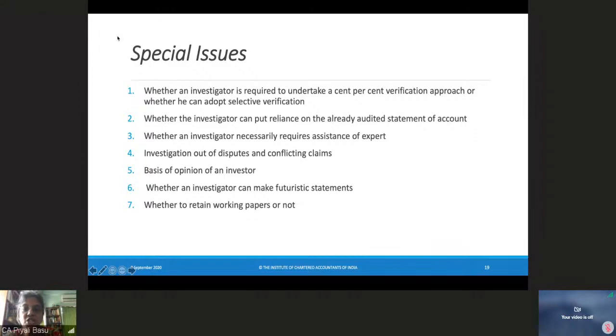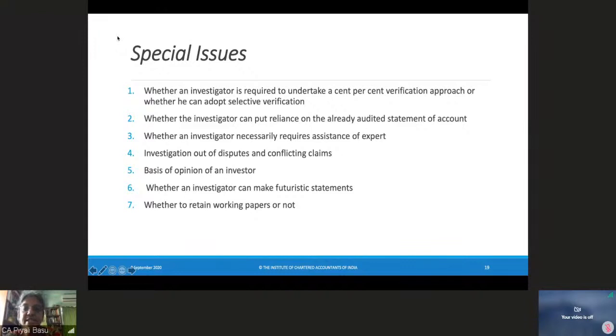Whether the investigator can put reliance on the already audited statement of account. Again, not completely. He can take some clue from there, but he cannot completely rely on that to give his conclusion. Then there was no need for this investigation, isn't it? So he cannot completely rely on that, but he can take some facts and figures, some clues from the annual report, definitely.